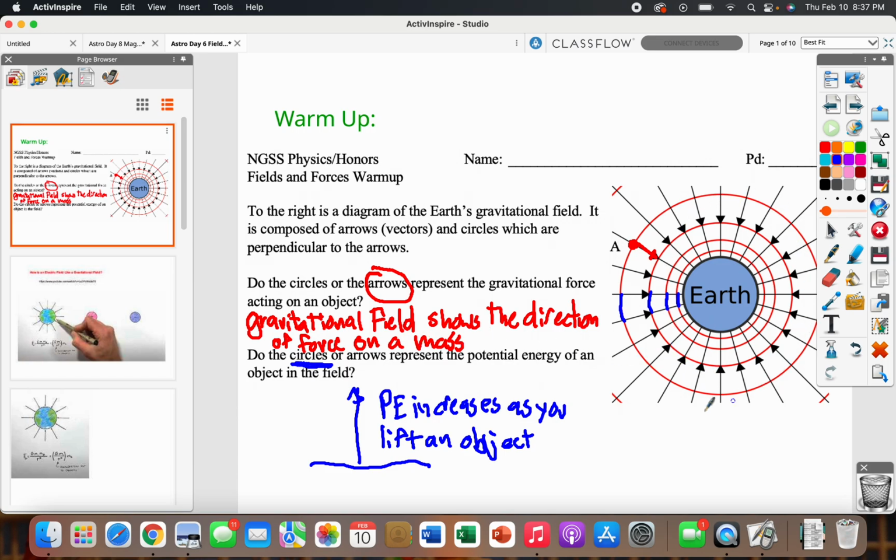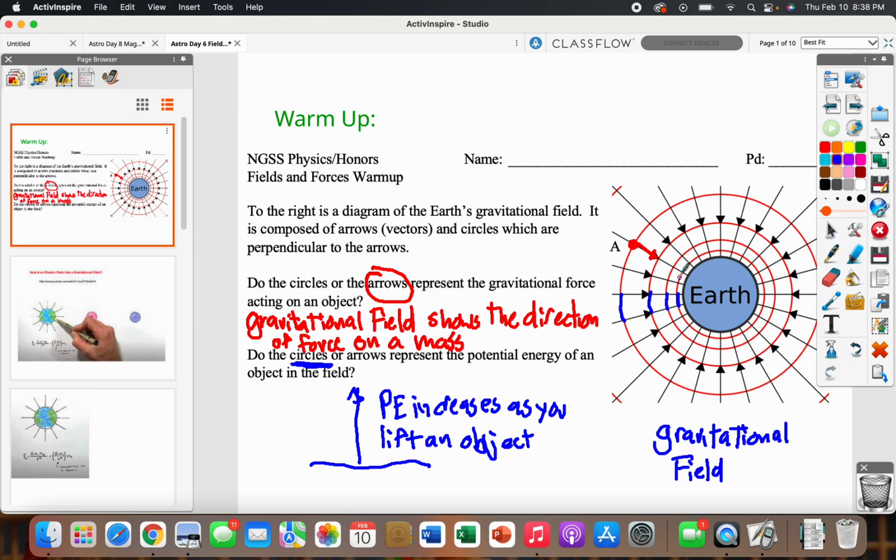So when we see this gravitational field, we have two kinds of markings. We have arrows that show the direction of the field, and we have these circles that show the potential energy of the field. There are two things going on here. One is that the direction of the force follows the arrows, but the force gets stronger as the arrows get closer and closer together. Similarly, the force gets stronger as the potential energy lines get closer and closer together.